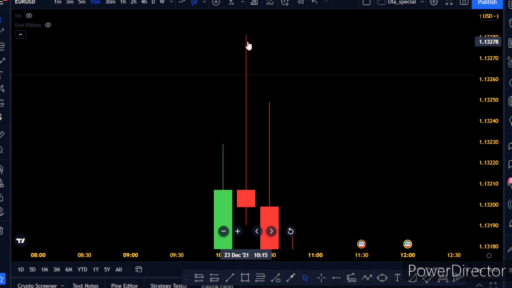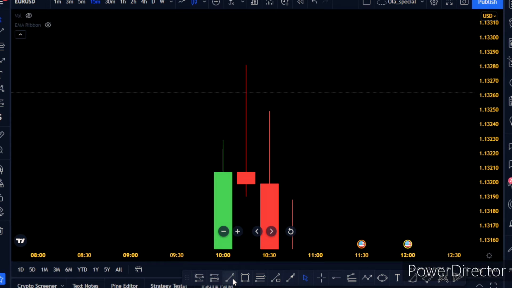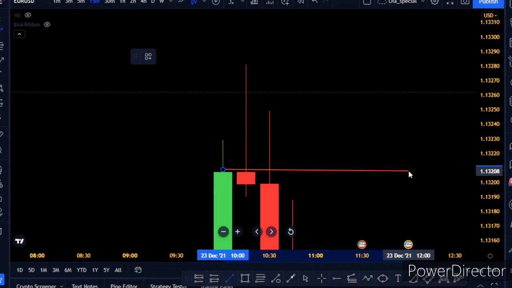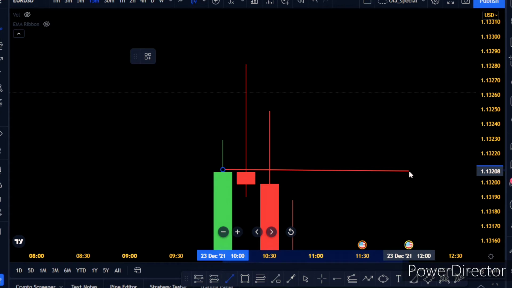So some people like drawing their lines on the body, like where this body starts. And some people like drawing it on the wick, like this. I'm not saying either one is correct or either one is wrong, but I'm just going to teach you how I draw my own support and resistance level.